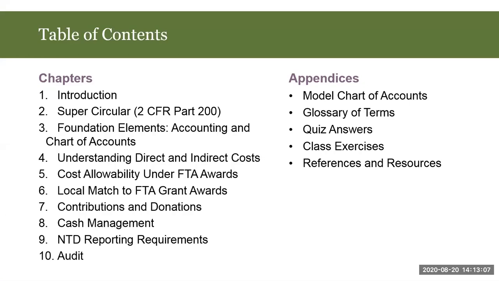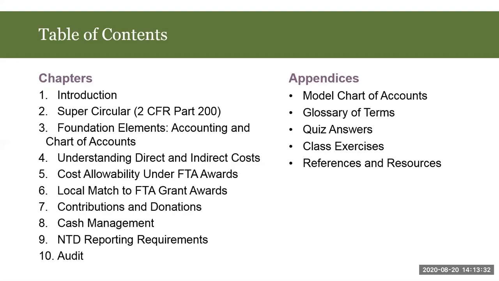We get into the more complex topic of direct and indirect cost, including indirect cost allocation. To a limited degree, we provide a basic understanding of what's included in that chapter and requirements for claiming indirect costs under your federal awards. We then migrate over to cost allowability principles under FTA grant awards.